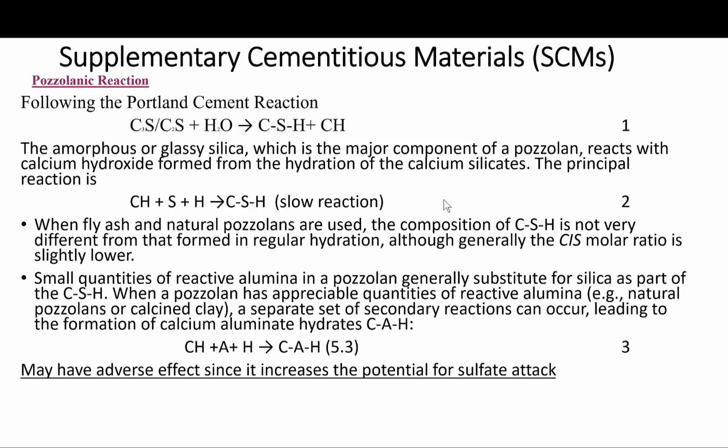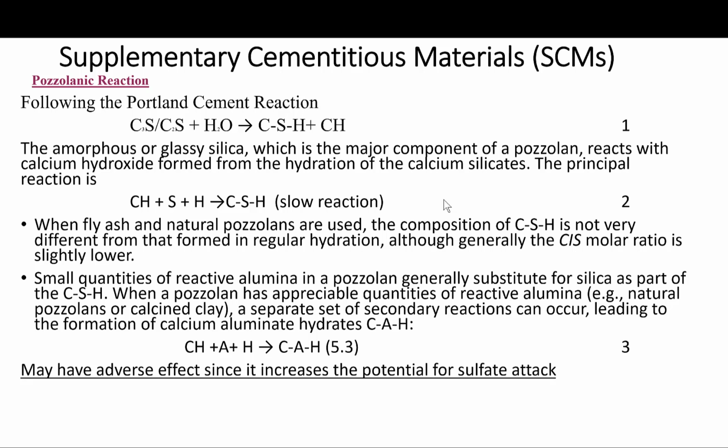However, with very reactive pozzolans of high silica content, such as silica fume and rice husk ash, the calcium to silica ratio is significantly different, being close to 1. If you remember, the calcium to silica ratio resulting from the hydration of C3S and C2S is about, I think, 1.5 to 2, if I remember correctly. This one, the molar ratio being close to 1. And also the water to silica ratio is slightly lower in that case.